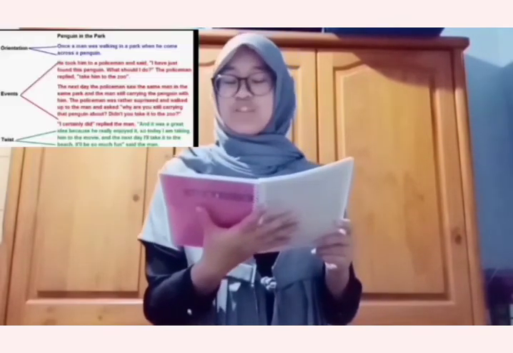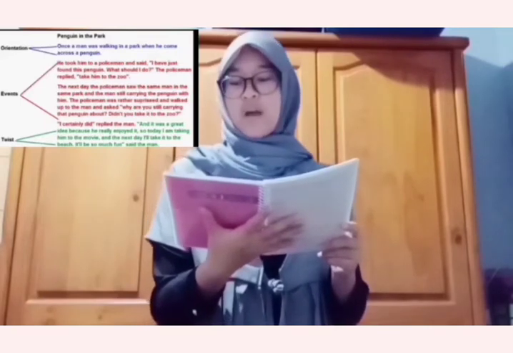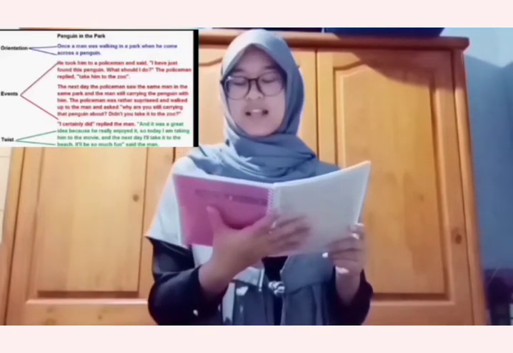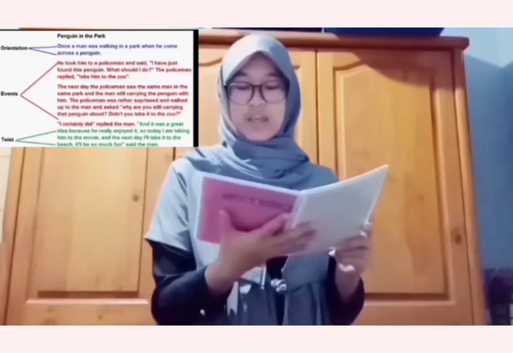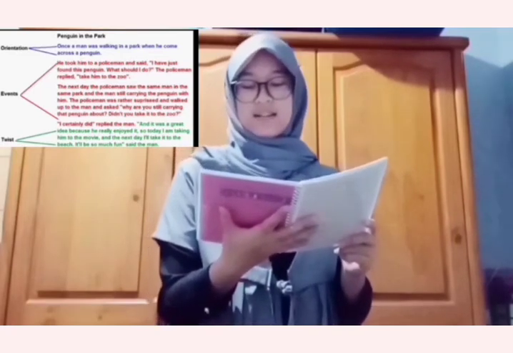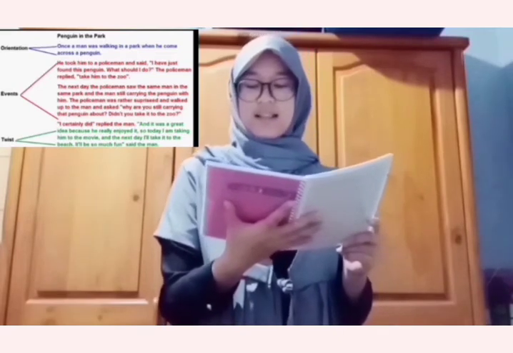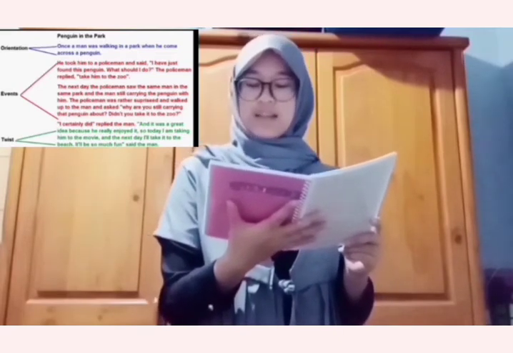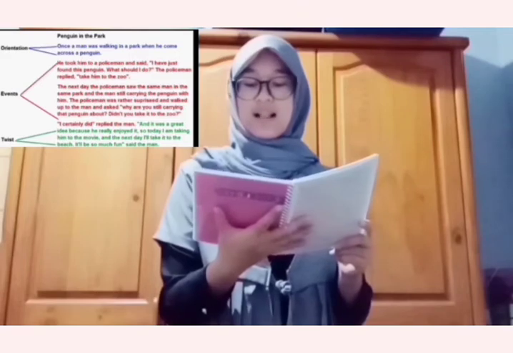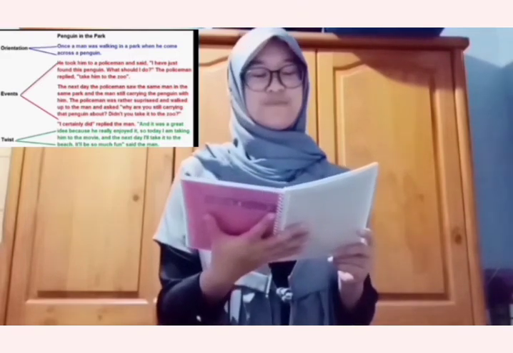So, basically in Penguin in the Park, the orientation sentence is "Once a man was walking in a park when he came across a penguin," and the events are "he took it to a policeman and said" and "the next day the policeman saw." And then the twist sentence is "and it was a great idea because the penguin really enjoyed it."